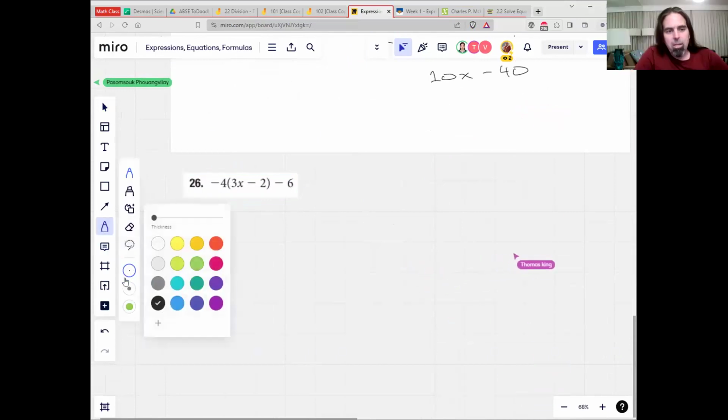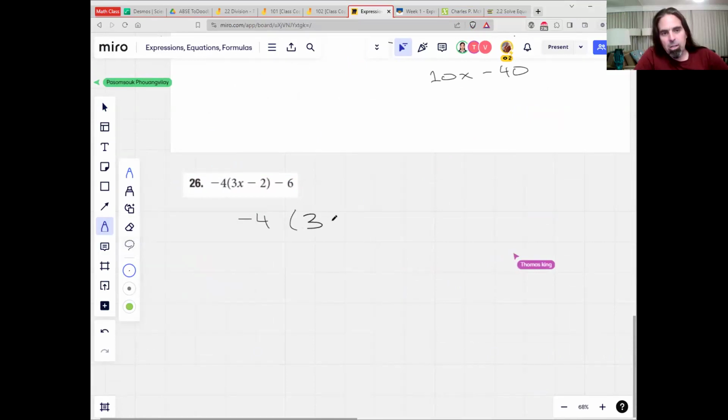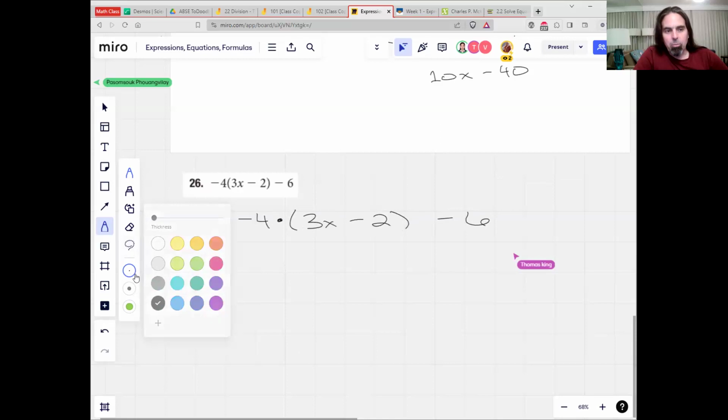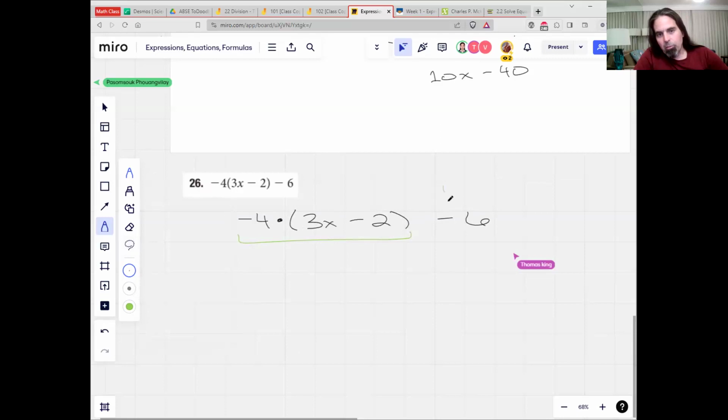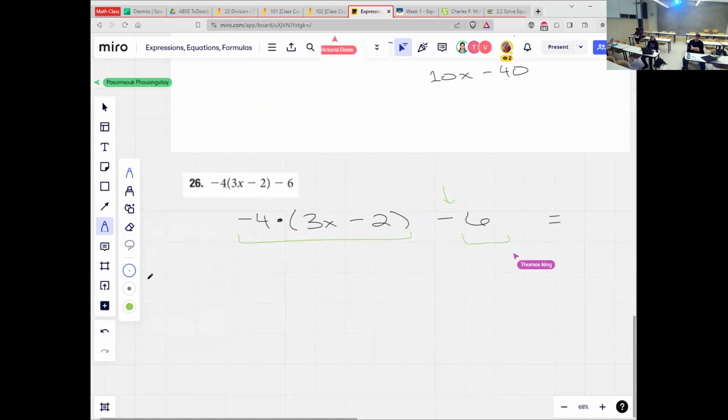So I have -4. I'm just going to rewrite it a little larger. Times 3x minus 2. And then at the end, I subtract 6. If it helps you, put a little multiplication thing there. And if it helps you to think about terms, realize that this is one term. And then we have a plus or minus outside of the equal sign. There's no equal sign written, but I can kind of imagine there is one. So 2 different terms going on. Everyone okay? Yeah.